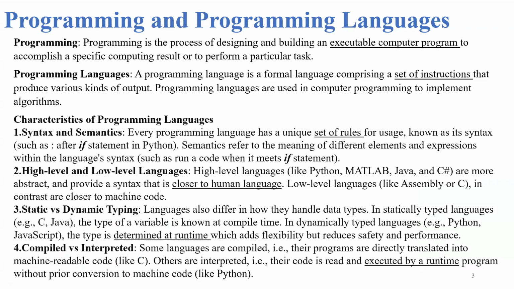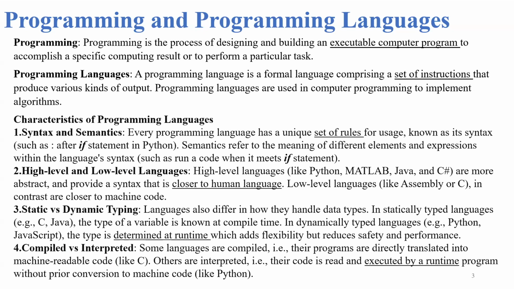So what is programming? Programming is a process of designing and building an executable program to accomplish a specific computing result or perform a particular task, such as adding two numbers, multiplying two numbers, solving equations, and so on. A programming language is a formal language comprising a set of instructions that produce various kinds of output. So you might write a program to add two numbers. Now it will produce outputs which are the sum of a couple of numbers or many numbers, for example.